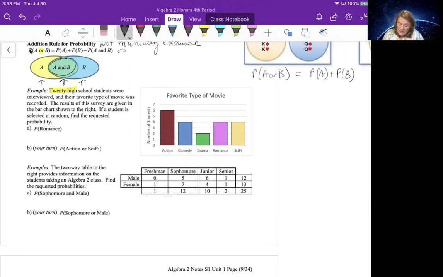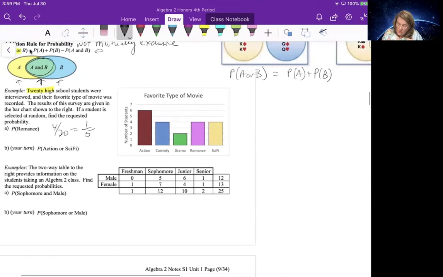What's the probability that if I selected a student at random, I would select a student whose favorite movie is romance? Well, how many students like romance? There's 4. 4 out of 20, which is equal to 1/5. All right, try this one. Why don't you try this one on your own? Your turn. Pause it and try the probability of action or sci-fi.